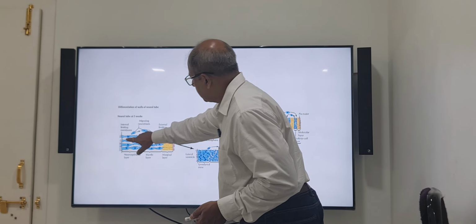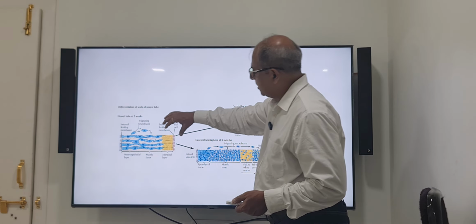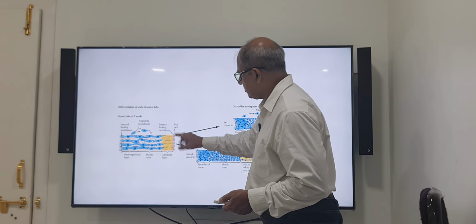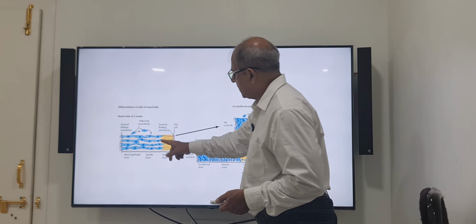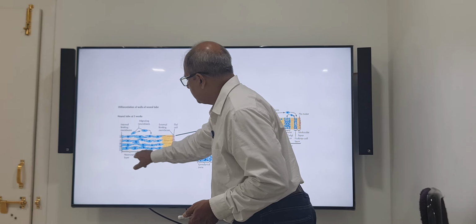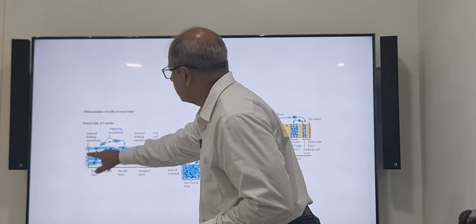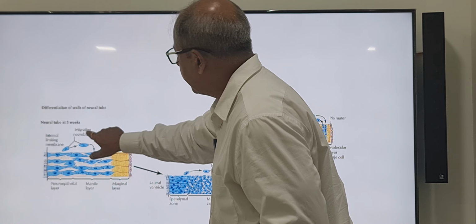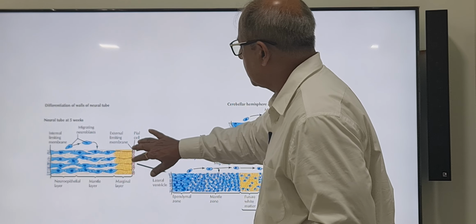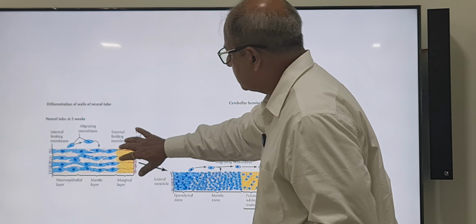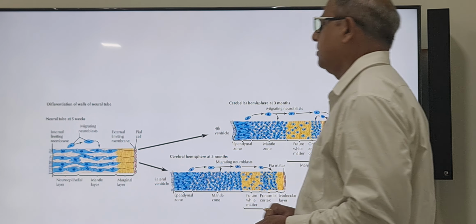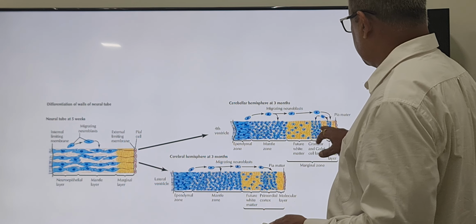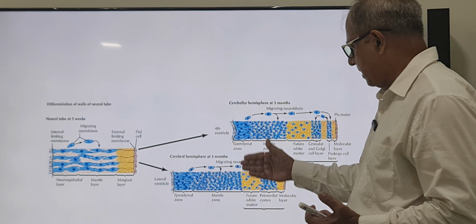This is the area where the neural tube is made up of one outer part where the pia is, the marginal layer, the mantle layer, and the neuroepithelial layer, and this is the internal limiting membrane, from where the neurons are generating and migrating as neuroblasts towards the periphery. This arrangement of the neurons is very, very important for normal brain development. And this cerebellar hemisphere develops like this. I can give you the detail if you ask me, but I am not going into the detail.